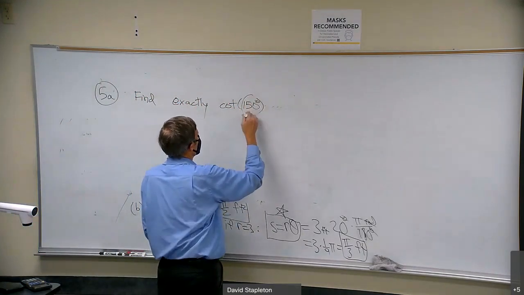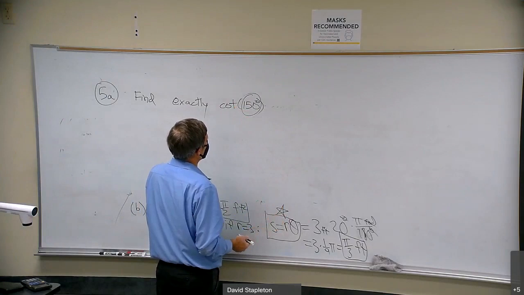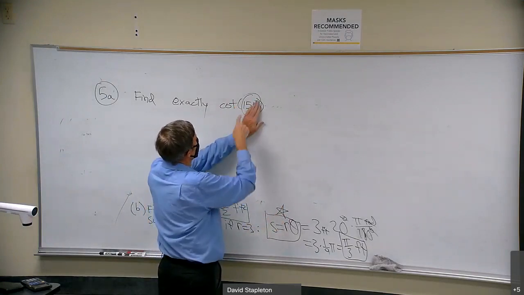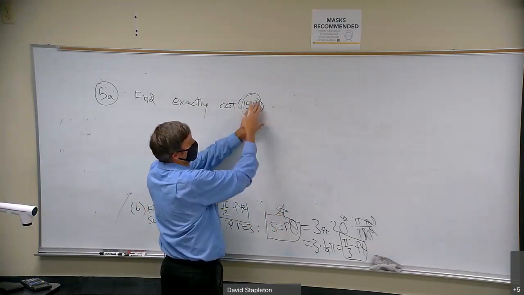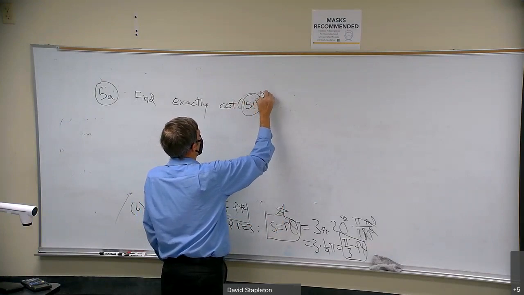This is a multiple of 30 degrees, right? Special angles are multiples of 30 or 45. How do I know it's a multiple of 30? It's a multiple of 10 because it ends in a 0. And then 15 is a multiple of 3, so it's a multiple of 30, right? You can look at it and see. Well, this is a special angle.